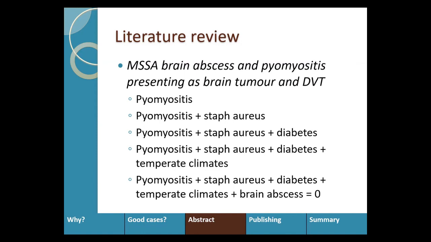For example, this is a case report that I was involved in on MSSA brain abscess and pyomyositis, presenting as brain tumor and DVT. So pyomyositis due to Staph aureus is very common. Hundreds and hundreds of cases of this have happened over the years and been published. In patients with diabetes, it actually is particularly common. However, this syndrome is most common in tropical climates. In temperate climates, it's less common, and so the numbers are starting to go down.